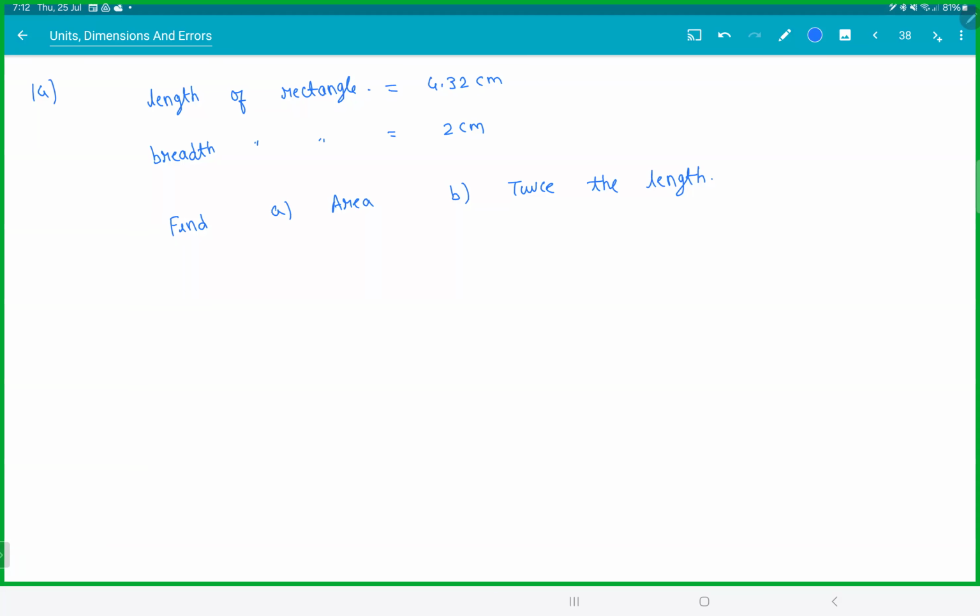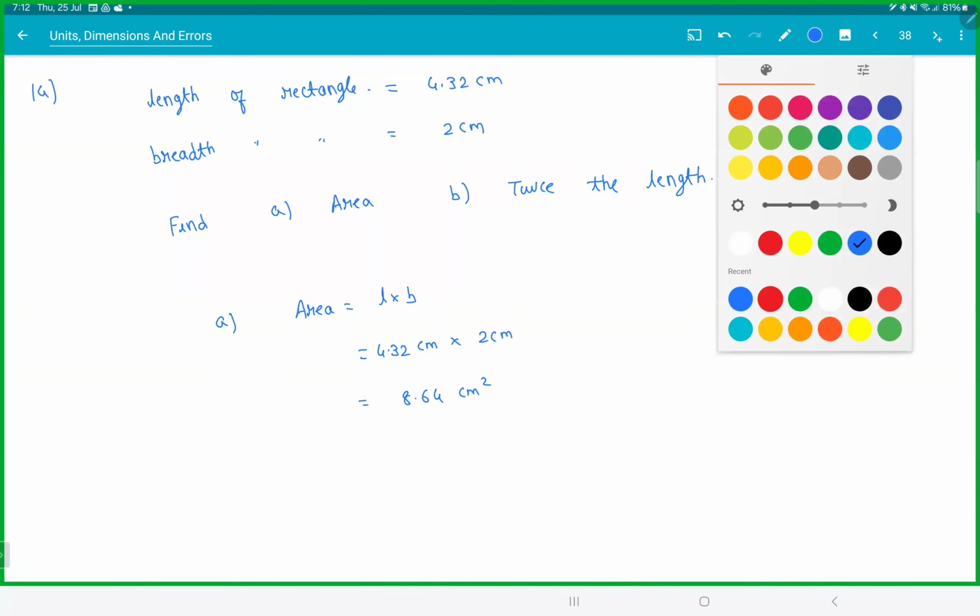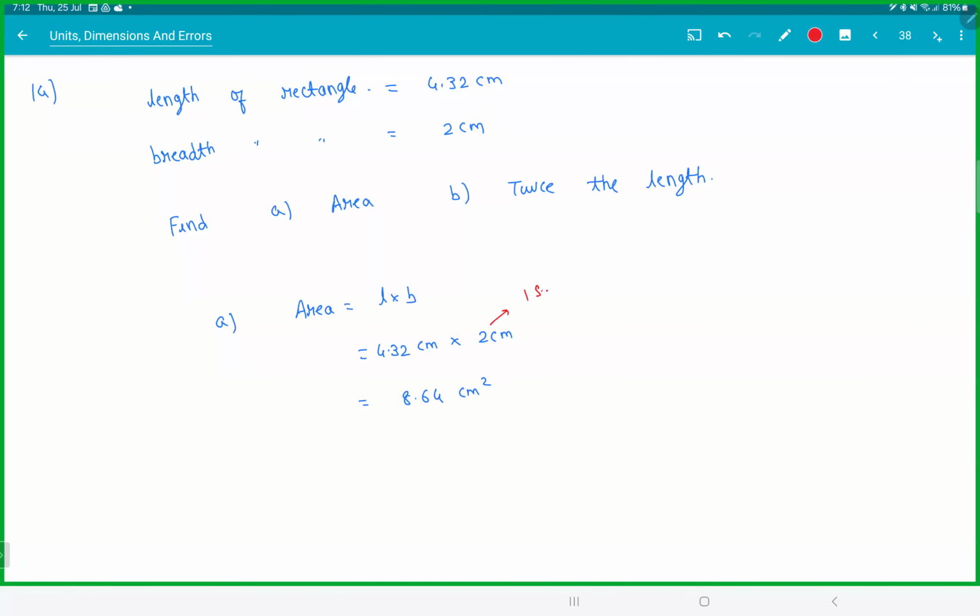Let's see. The first one, area is length into breadth. That's 4.32 centimeter into 2 centimeters. That's 8.64 centimeter square. But remember, this has only one SF. So we round off; look at this digit, greater than 5. So this will become 9 centimeters square.